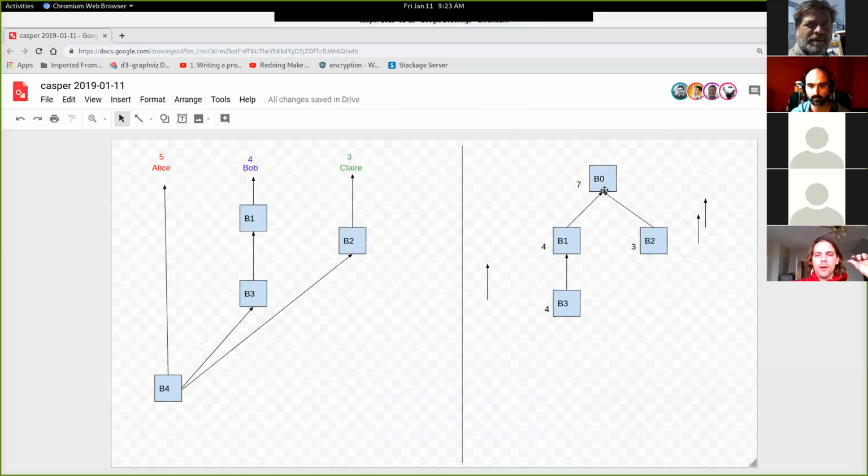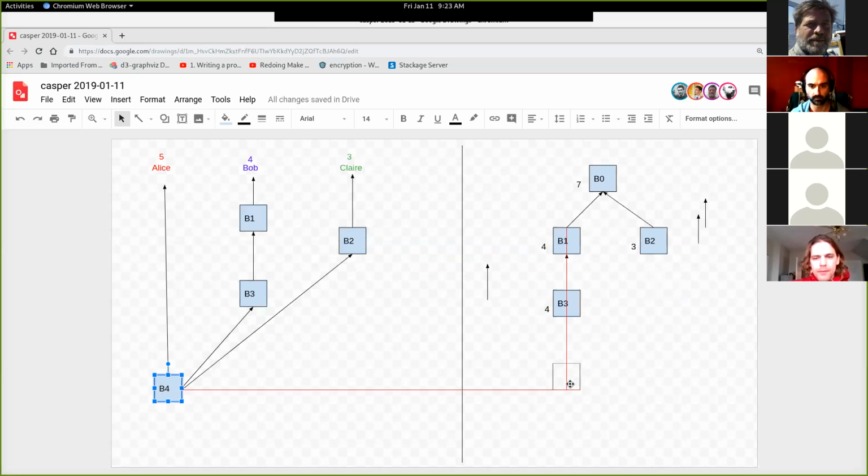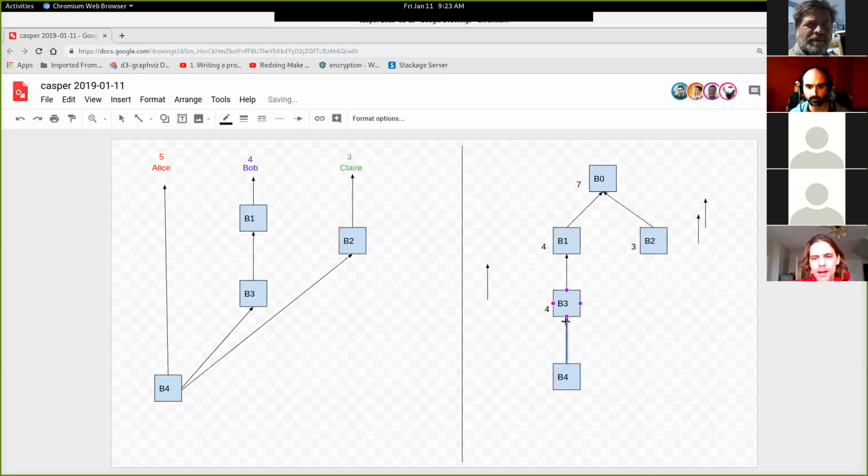Well, we go whichever way's heavier. That's down to here. There's no fork, so we definitely go down to here. So I think Alice can say that B3 is her main parent. Yeah, okay. And that would be the only parent if it were blockchain. Yeah, that's right.